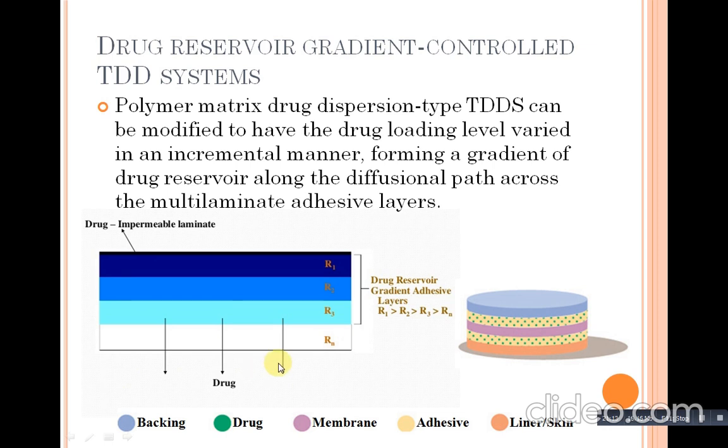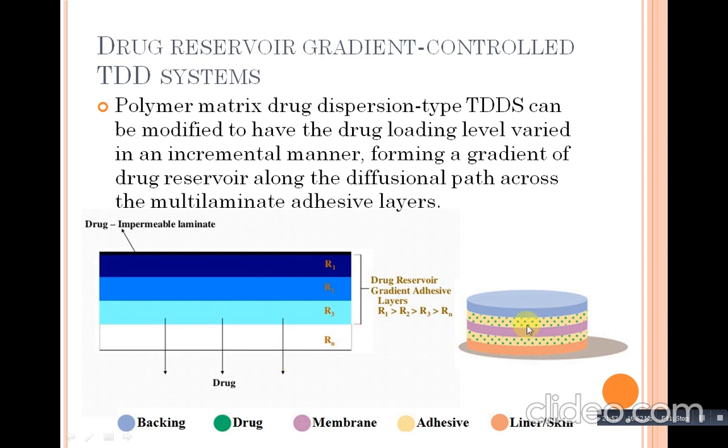Sometimes, if the equilibrium is achieved, meaning the concentration in the R4 layer and the skin is the same, then the diffusion will stop. So to maintain the sink condition, as R3 has more concentration than R4, the drug from the R3 layer will diffuse into R4, and again R4 having more concentration than the skin, permeation will continue. Similarly, the drug will diffuse from R2 to R3, R1 to R2, R3 to R4, and again to the skin. So this is the mechanism of the drug reservoir gradient control system.